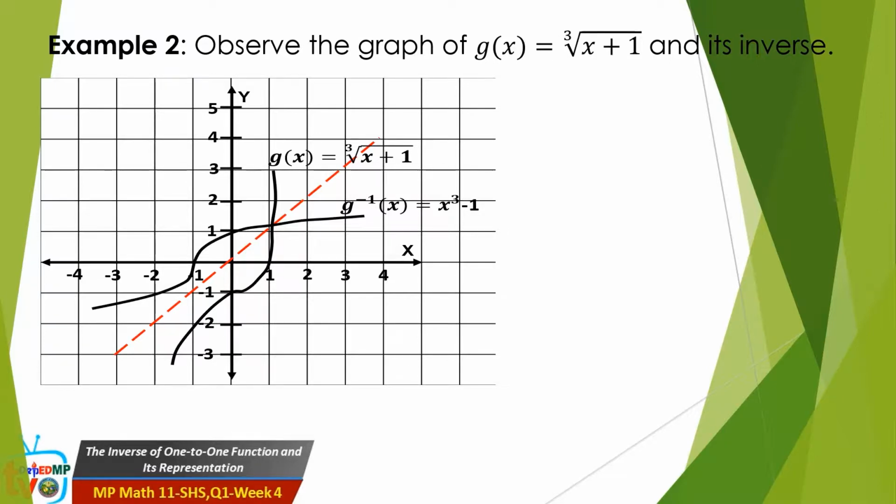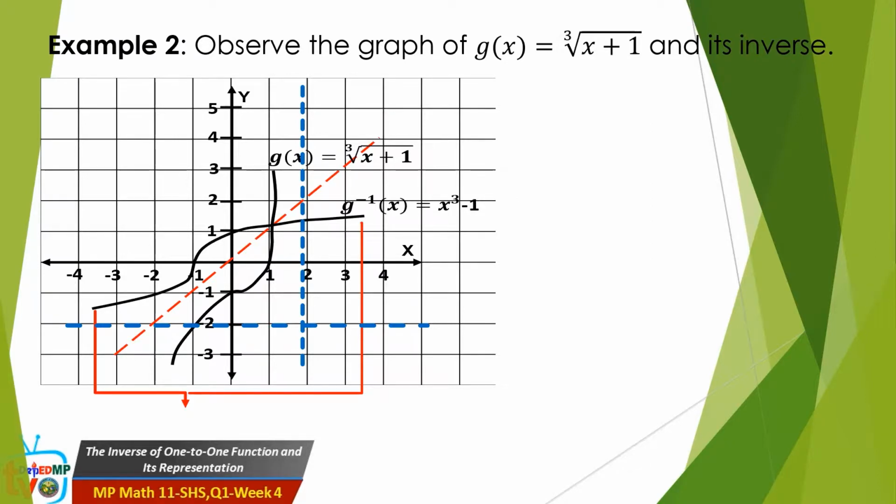The graph of function g of x is asymptotic along the vertical axis, and the graph of its inverse function is asymptotic along the horizontal axis. The reflection of the graph of function g of x is the graph of its inverse function. The domain of the graph are values taken along the horizontal axis, and the domain is represented by the graph of inverse function g of x.